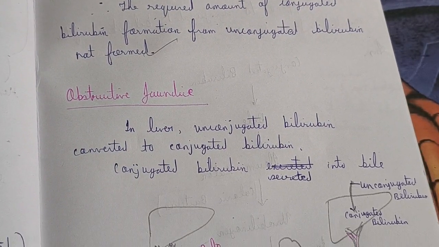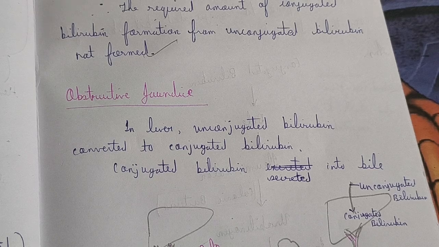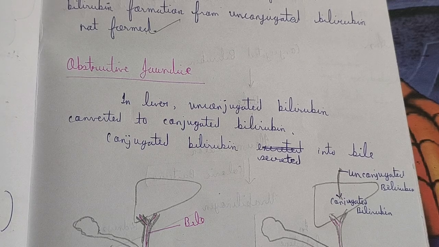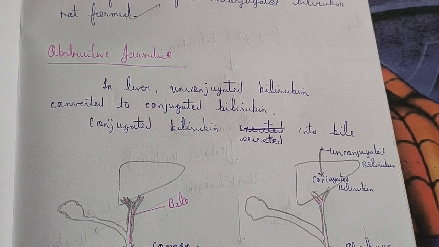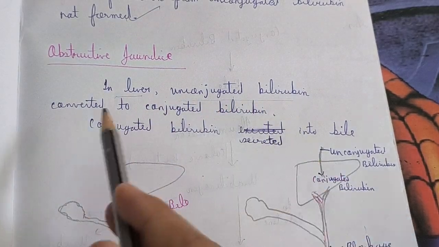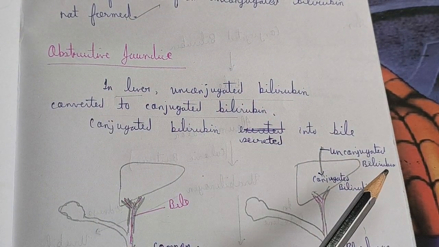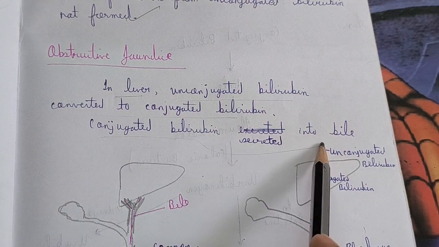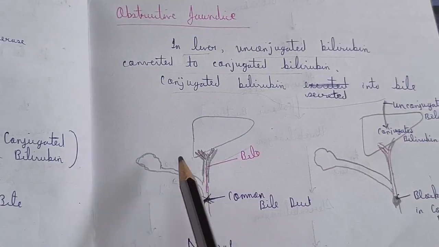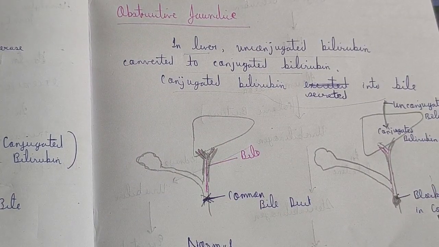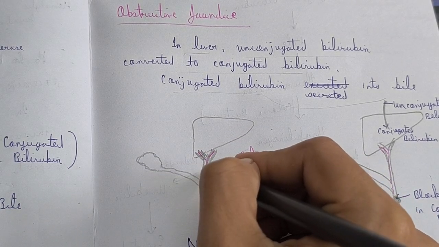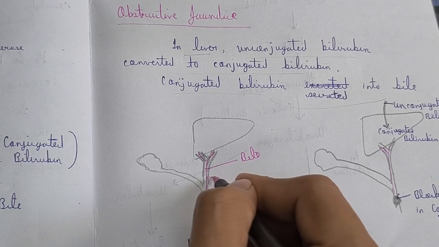Now I'm going to explain obstructive jaundice. Before understanding it, you will have to understand how conjugated bilirubin goes into the bile. In the liver, unconjugated bilirubin is converted to conjugated bilirubin, and this conjugated bilirubin is excreted into bile. The pink mark that I have shown is the bile, and here it is the common hepatic duct.